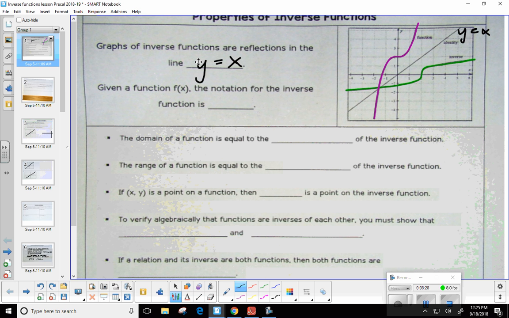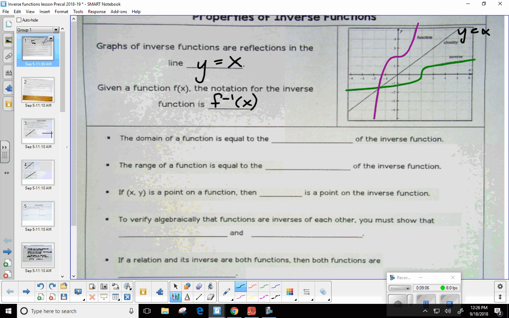Okay? Now, given a function f of x, the notation for the inverse function is what? Now, if someone were to look at my paper, how do we write an inverse to let them know we're referring to an inverse? Oh, you're on the right track. What's that, Nathan? The negative 1 is spot on, but we don't use y. We use that function notation. So if we have f of x, we say f inverse of x.